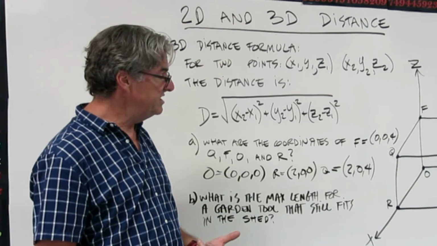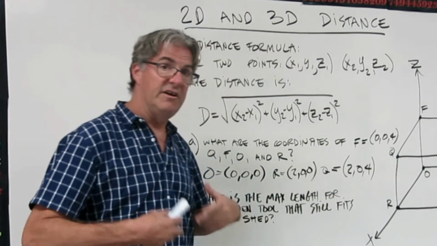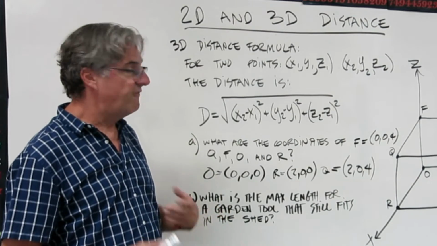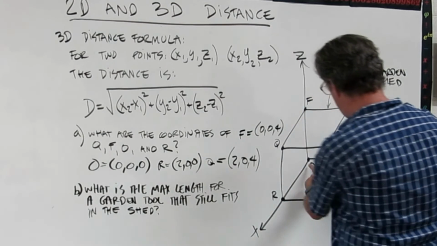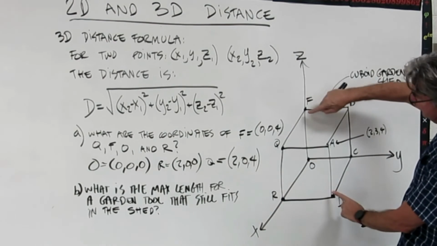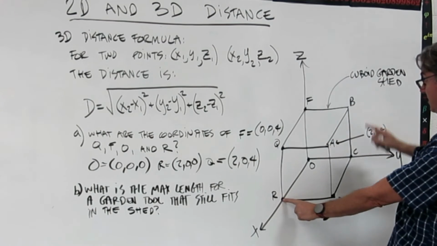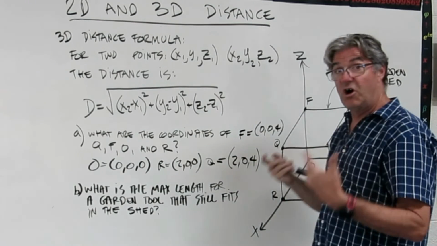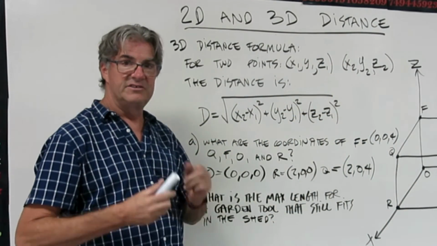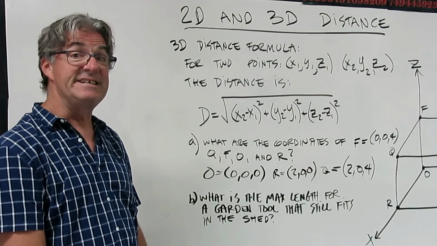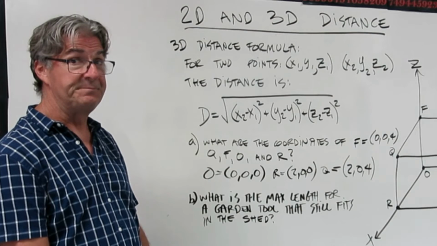Okay, so we just need to calculate the length from A to O. Now here's the thing. There are like 4 different diagonals that can be drawn. There's A to O, there's D to F, there's R to B, and there's C to Q. Those are all diagonals of our rectangular box, and they're all the same length. So let's pick the one that makes it the easiest. Pause the video and see if you can figure out which one that might be.